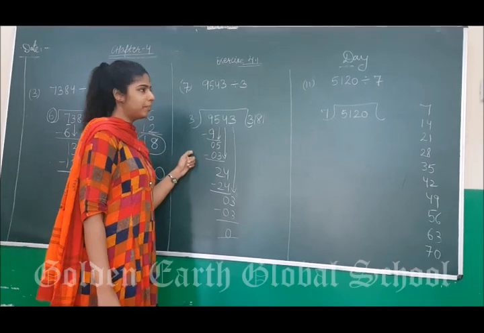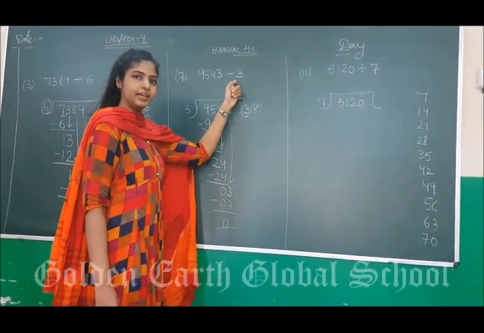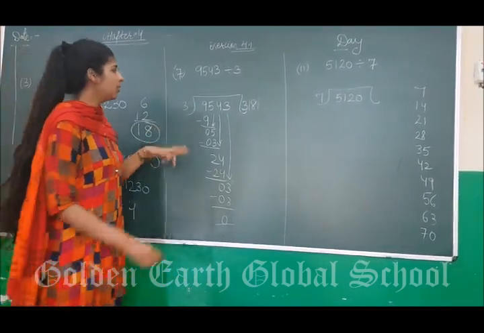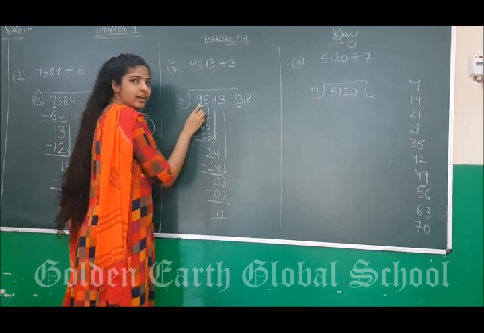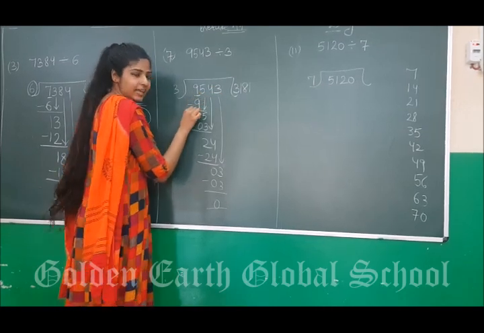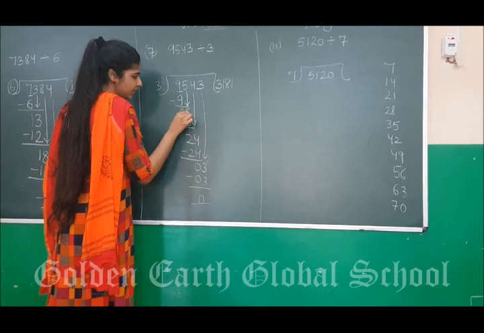Now the seventh part is 9543 divided by 3. So what do we have as the divisor here? 3. Now start from the first digit. 3 के टेबल पे 9 आता है कहाँ पर? 3 पे. So 3 3s are 9. Right? So take the second digit, that is 5.